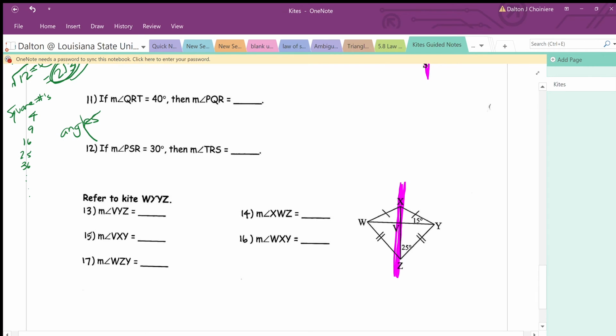Okay, 13 through 16 are all dealing with angles, so you won't use the Pythagorean theorem at all here. You're going to use what you know about the angles of a kite to answer this. Your task is to get through these questions before the end of class. This is not to be taken for homework. This is to be done here and now in class, and we'll check our answers as a class even before we leave. And you get to walk out of here homework free for your weekend.